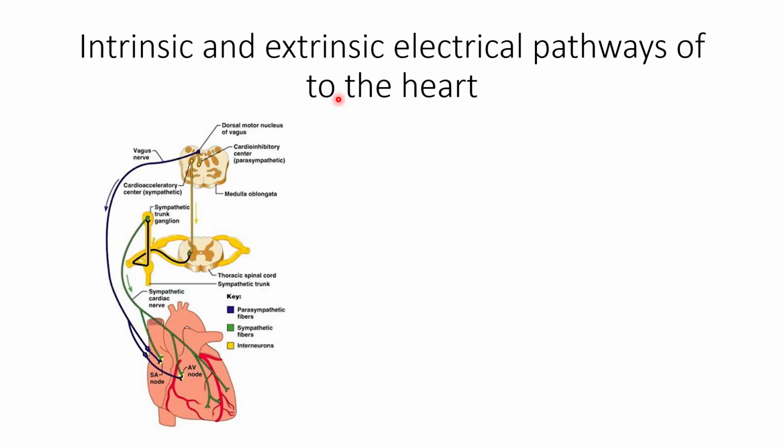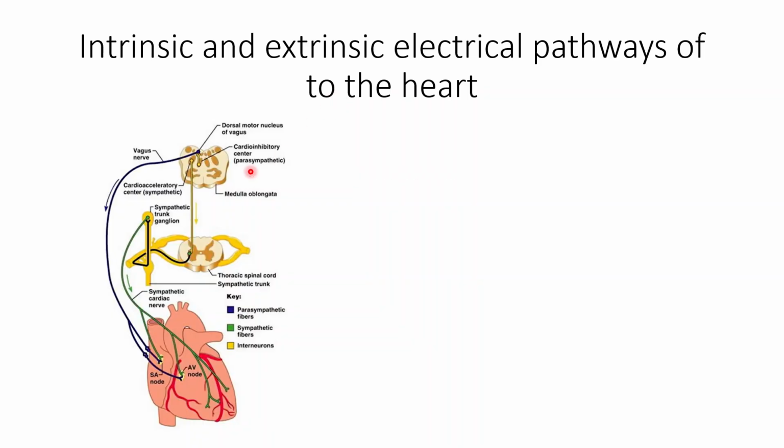Okay, right. So in this week's lectures, you learned about intrinsic and extrinsic electrical pathways of the heart, right? What do you mean by intrinsic and extrinsic? Intrinsic is something that's there within the system. It is a property of the system, and extrinsic is something that is coming from outside of the system and regulating it in some external way. So what are the intrinsic and extrinsic pathways?